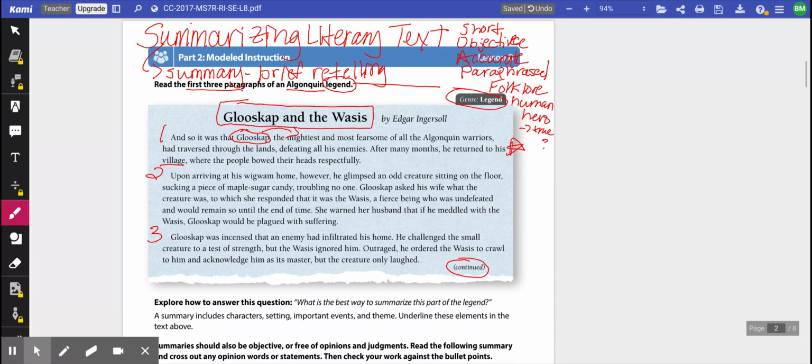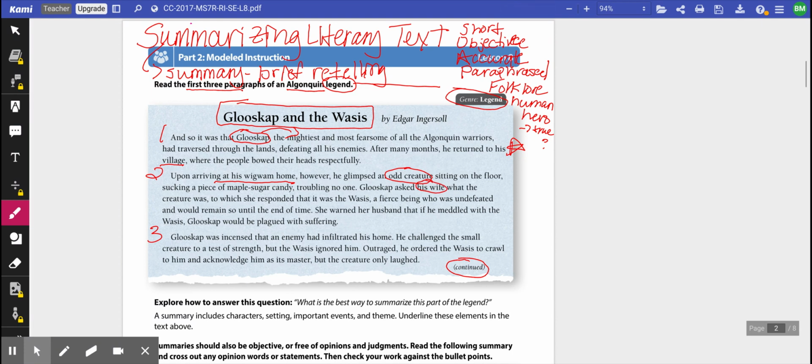So we also, well, that's our setting again, that he's actually back at his home, at his wigwam home, which is another way of, as much as I hate saying it, what we used to call when I was in school a teepee. So the next thing that he does is he glimpses an odd creature sitting on the floor, and he asks his wife. So that odd creature is going to be another character. His wife is going to be another character.